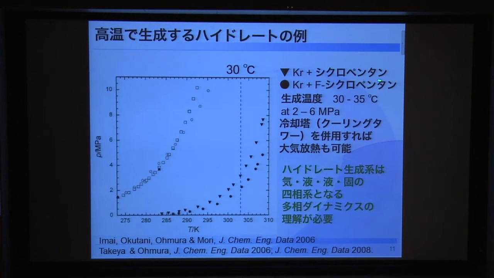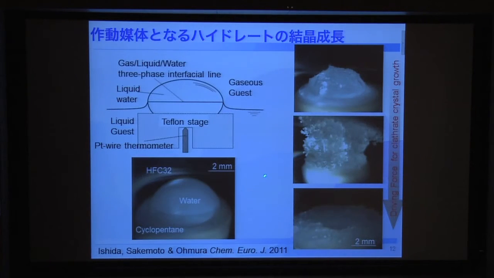For example, krypton and cyclopentane will have to be mixed, and also there is water as well. And then hydrate is solid as well, meaning that it would involve 4 different phases: gas, liquid, liquid, and solid. So how would they work together? We need to fully understand this multi-phase system to design the heat pump. So there is liquid gas and liquid water, and then there is a gaseous gas in contact, and the hydrate would be formed. What would happen then?